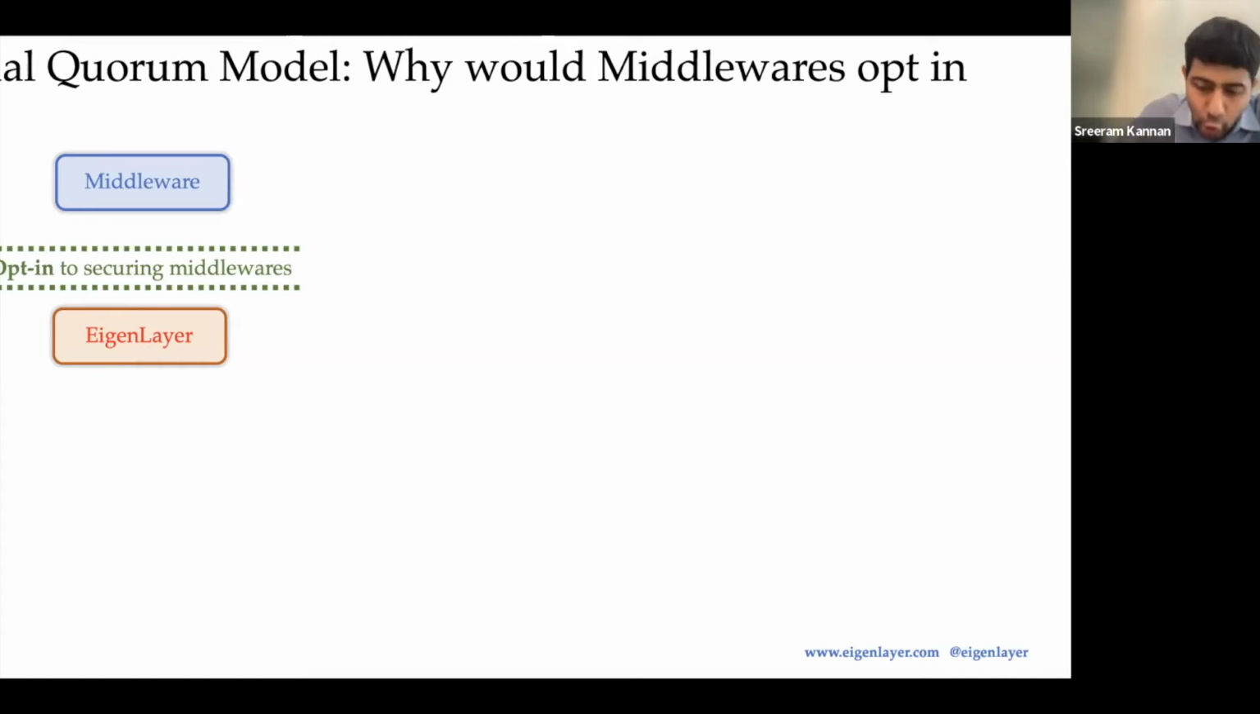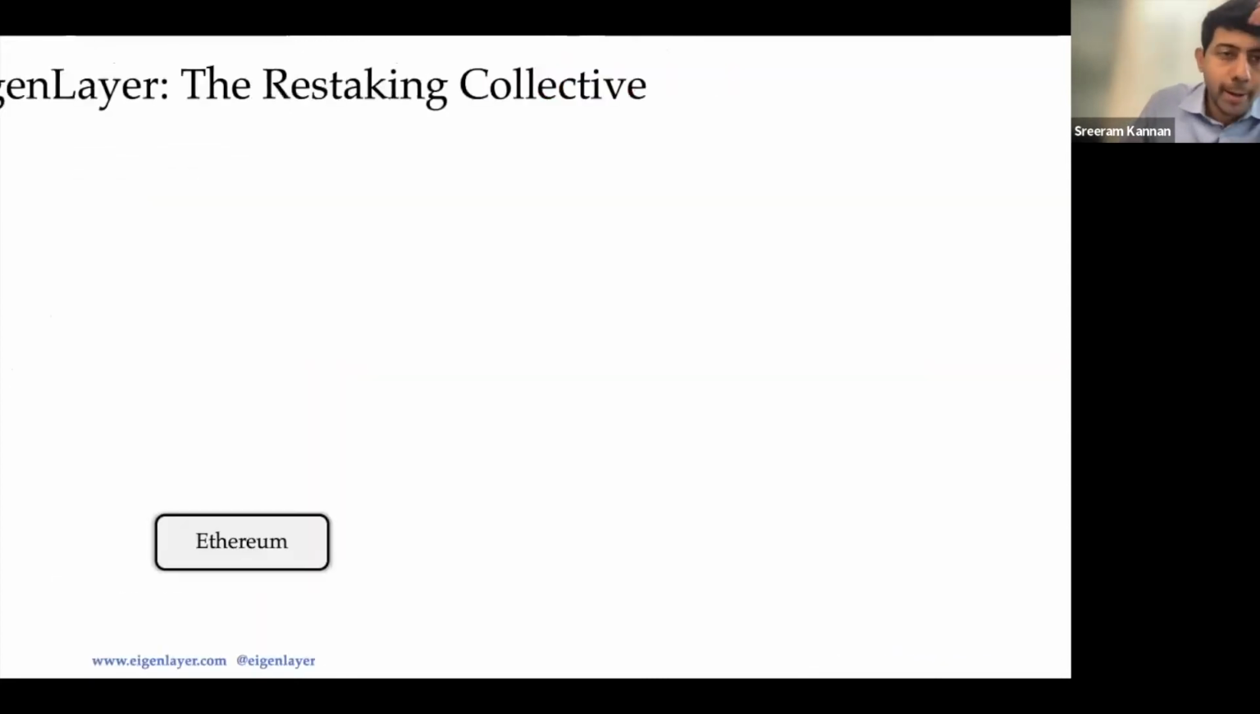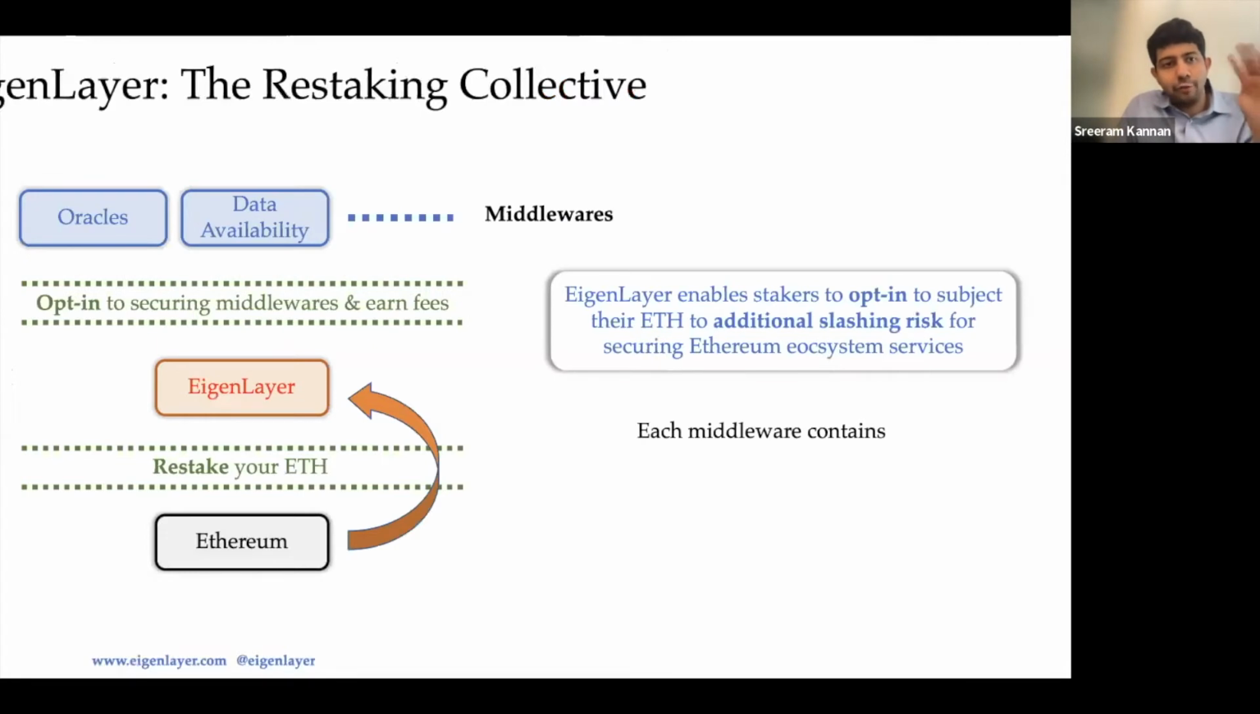So how do you build an economic model? I think this leads into a bigger question, which is how do you build an economic model around building a service on EigenLayer? As a middleware, what is in it for you? I'll explain the four economic models you can build on top of EigenLayer.